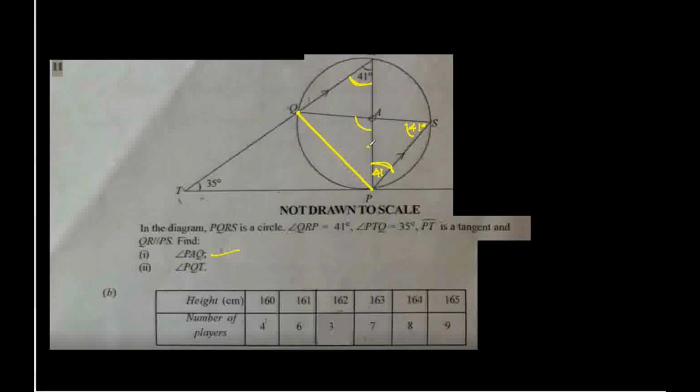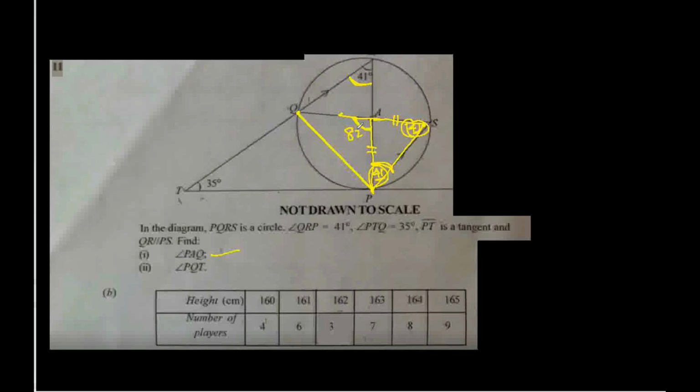That means this triangle is an isosceles triangle. Side AP is equal to side AS. That does not mean A is the center and they are radii, because these two sides may be different from these two sides. That's why we can't assume A is the center. But that is not what we want to know. What we want is this angle PAQ. Since this is 41 and this is 41, and PAQ is the exterior angle of this triangle, it will be the sum of 41 and 41, which is 82. So I just explained it.